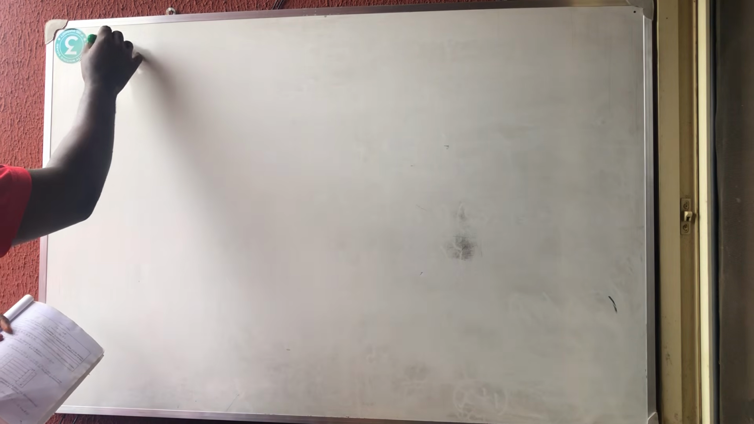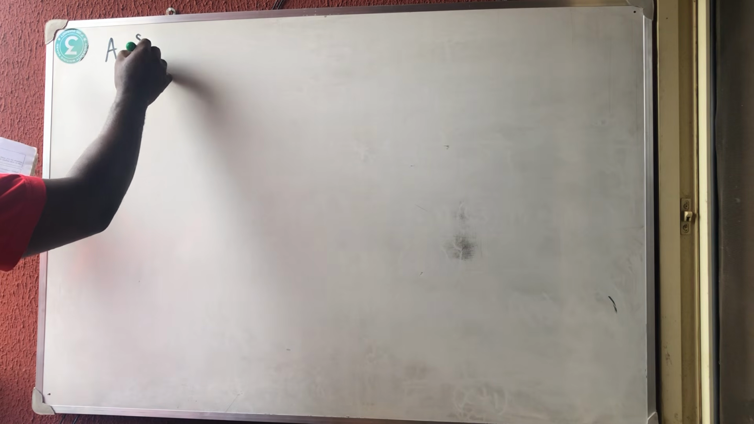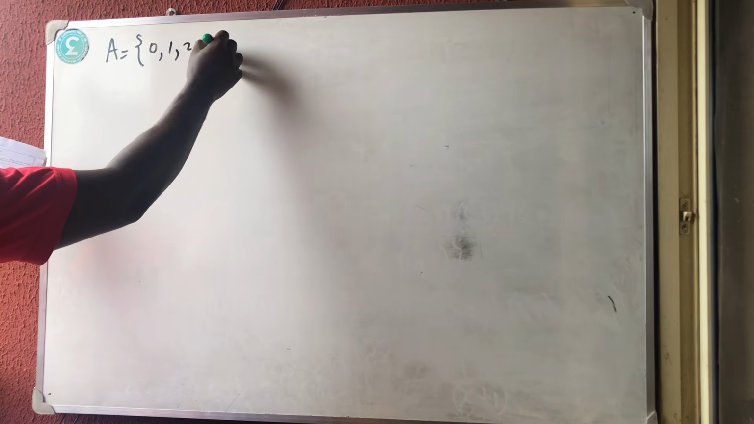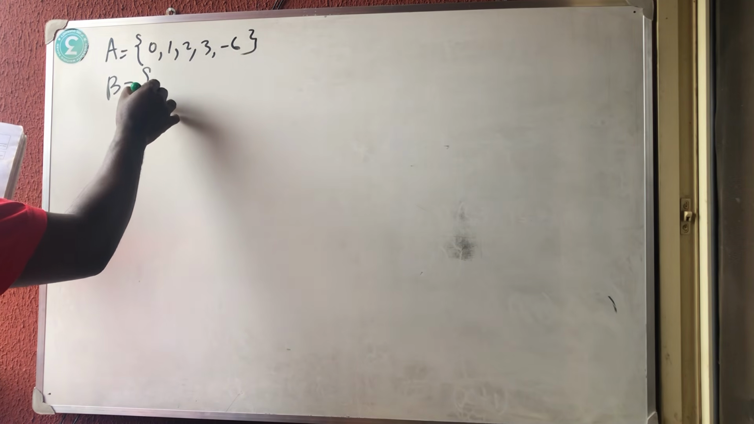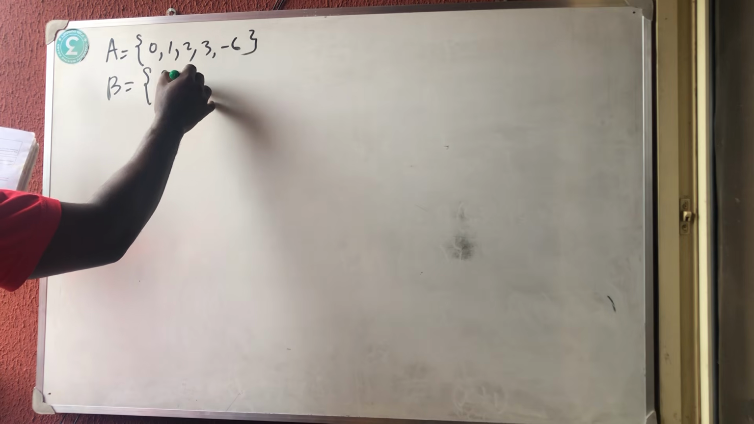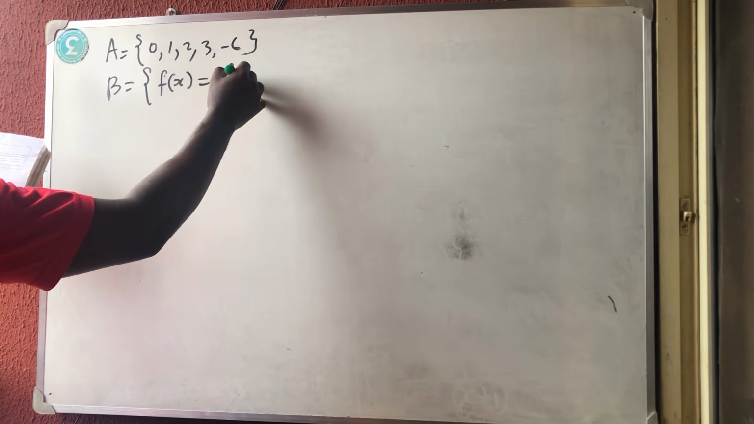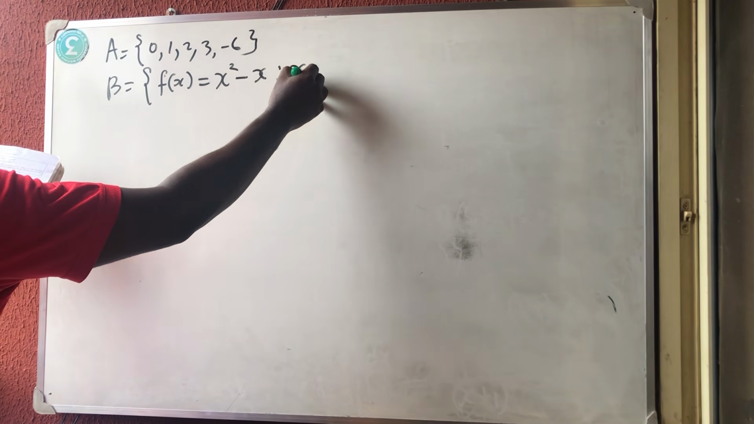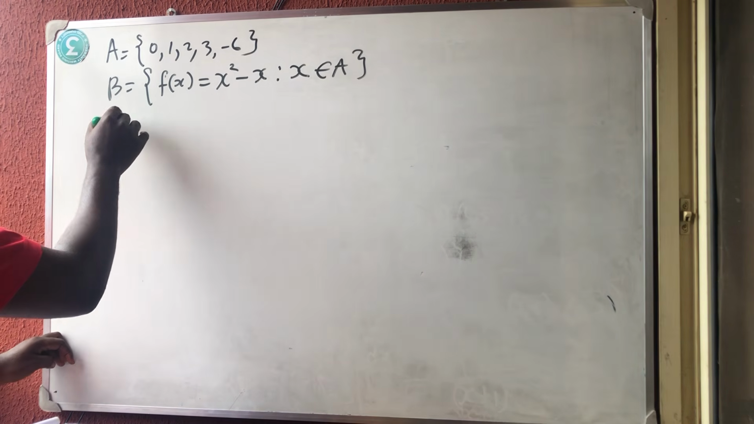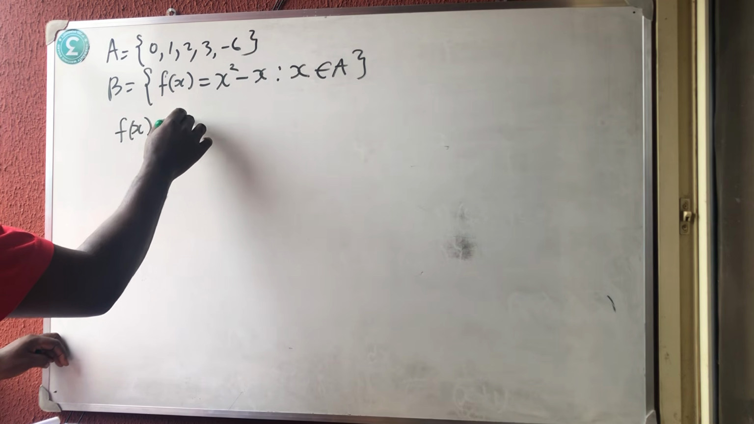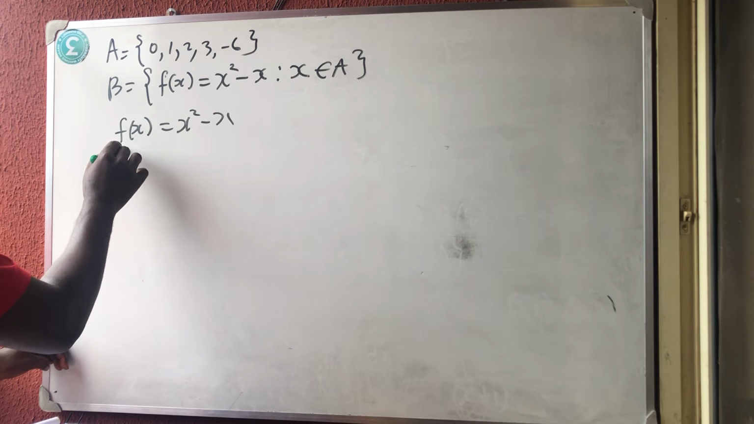So let us do, I'm supposed to draw the geometry aspect of it, but let's use this one. That A is equal to a set of 0, 1, 2, 3, and minus 6. The same thing. And B is a set of f of x, which is equal to x squared minus x, such that x is an element of A. So they've given us the formula f of x, which is x squared minus x.